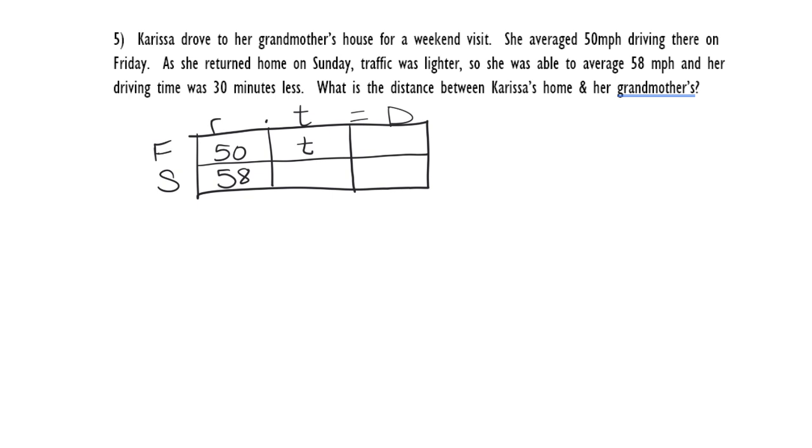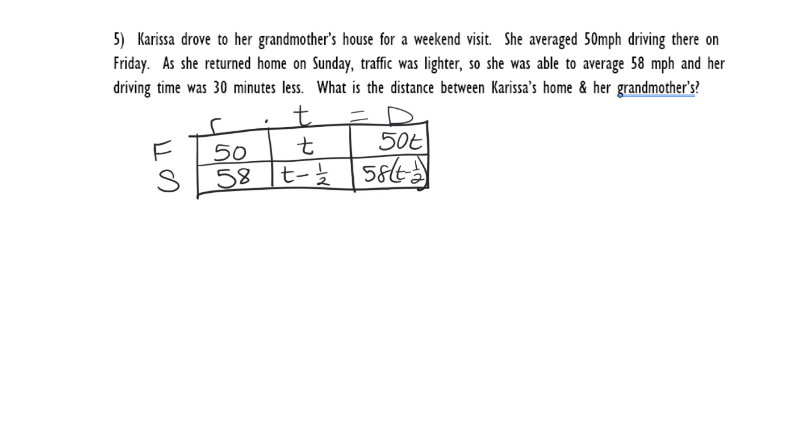And this is a little bit tricky here. Notice that your rate, these numbers that I did were in miles per hour. So to say that it took her 30 minutes less, that is not going to be T minus 30. You have to do this in hours. So what do you think this really should be? It should be T minus 1/2 of an hour. That's what 30 minutes would be there. Okay. And so then to fill in the distance box, I just multiply straight across. That's a 50T. And then I'm going to have a 58 times a T minus 1/2.